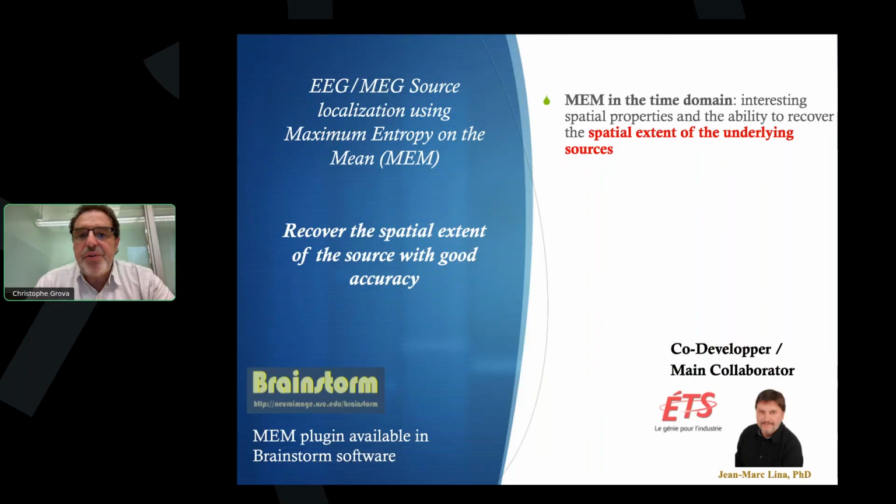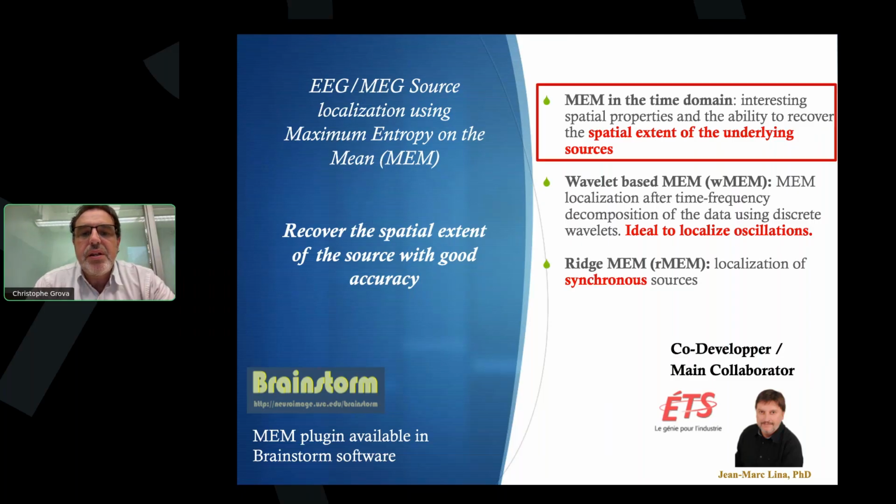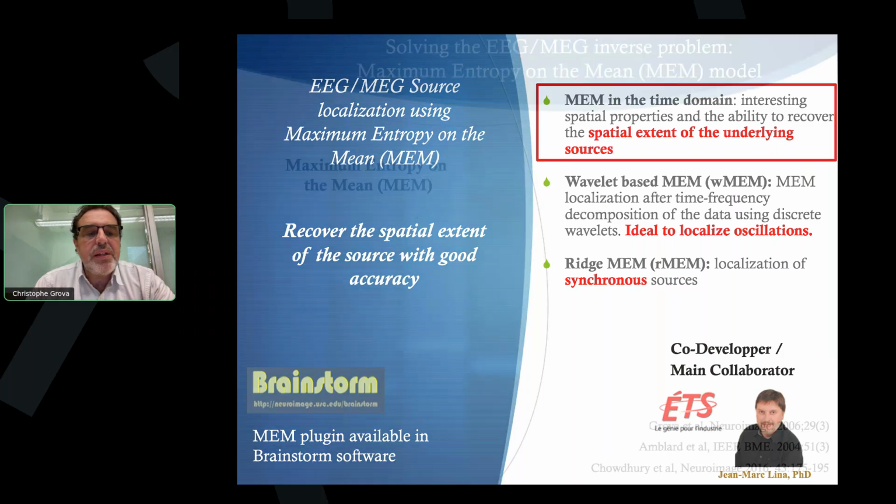And today we're going to review two main flavors, I would say. First, MEM in the time domain, which is typically designed for nice brain response, so epileptic spike, ERP, and to measure the generator together with the spatial extent. And then we're going to use the wavelet extension to do this localization in the time frequency domain to localize oscillations.